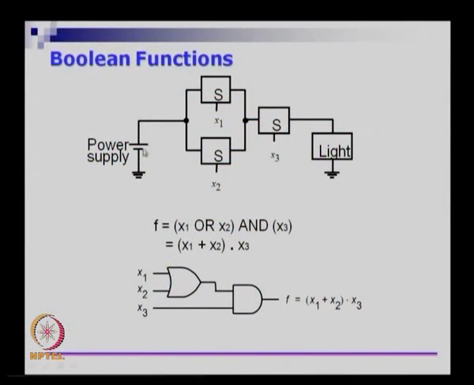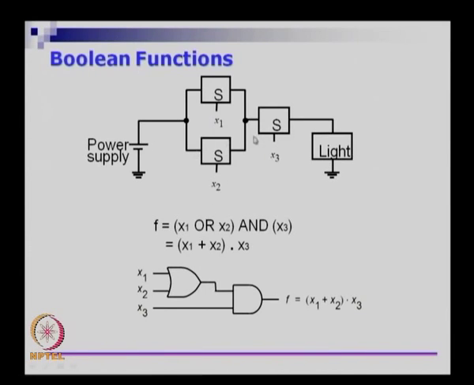So let us go back to Boolean functions. We looked at this circuit yesterday where we have a power supply and a light, and we have two switches x1, x2 in parallel and x3 which is in series. If I give you such a circuit, we argued that either x1 or x2 should be on and x3 must be on definitely for the light to glow. If you want to write this as an expression, let us say f is the expression for whether the light is on or off. So f is 1 if the light is on, f is 0 if the light is off.